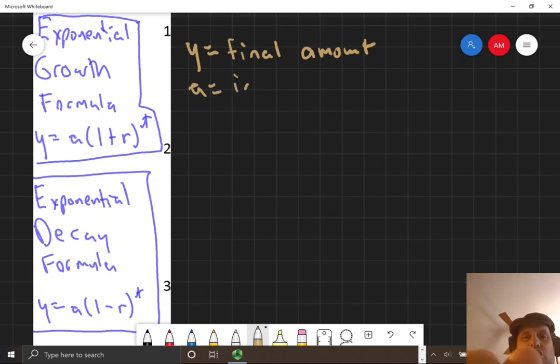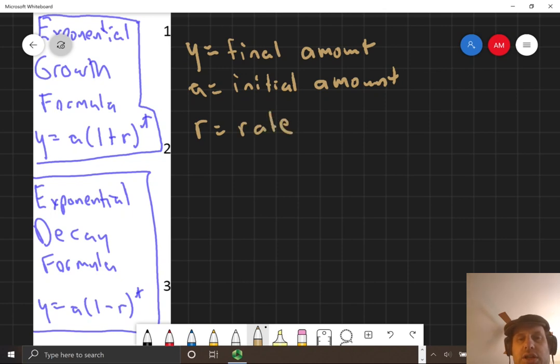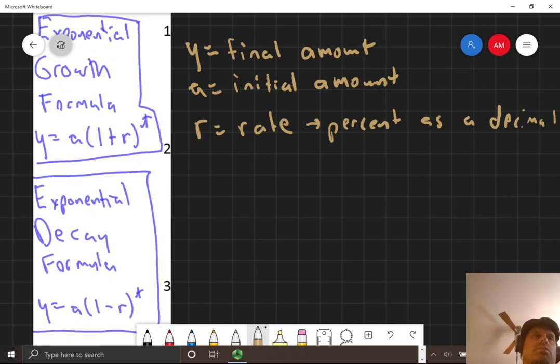A is your initial amount. And that makes sense because if you look in the formula, a is times whatever 1 plus r is to the t power, right? So a is like what you put in there initially. All right, r stands for rate. So that is just going to be your percent as a decimal. Okay, so if it's 50%, 0.50, 75%, 0.75, 30%, 0.30, etc. Okay? And t obviously is, of course, time.